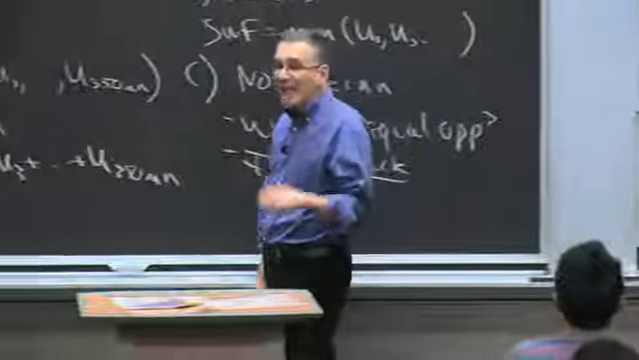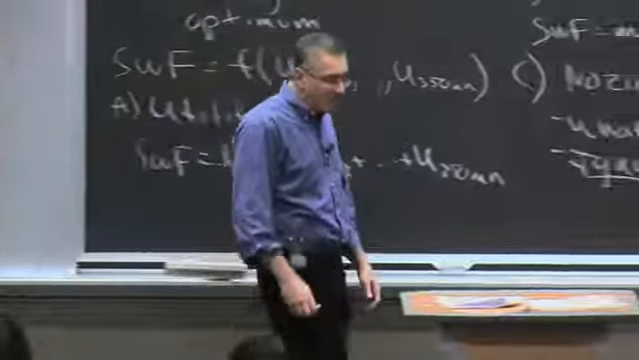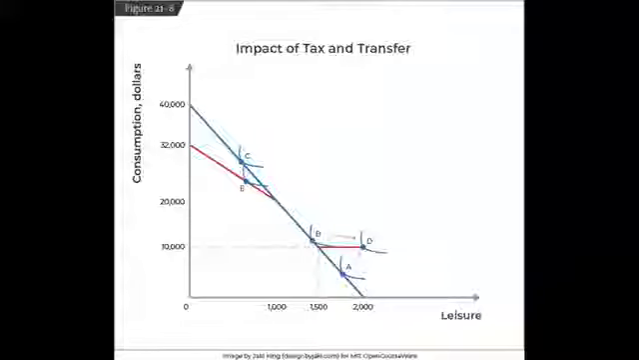So to pay for this, we have to have a tax. Now let's say we only want to tax the rich. You don't want to tax the poor. We want to give money to the poor. So let's say our tax program is of the following form.